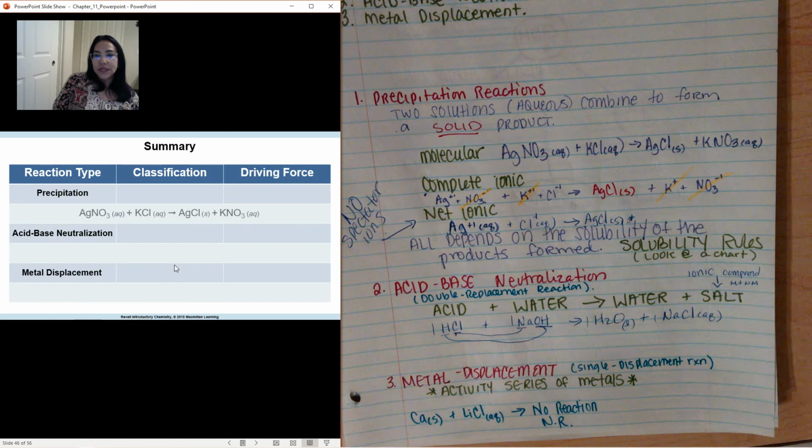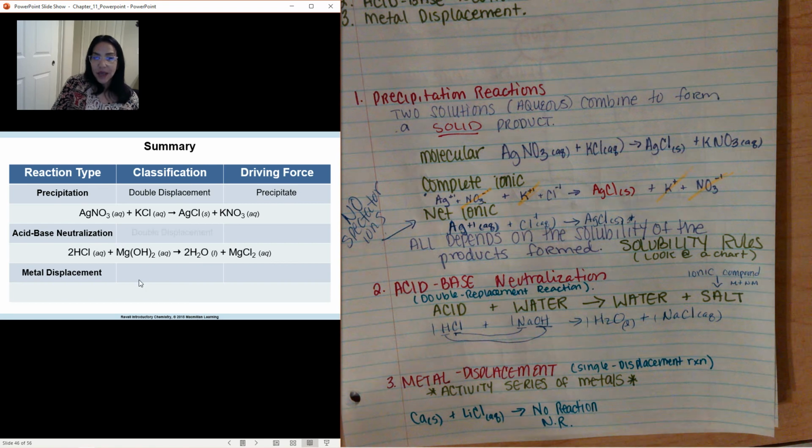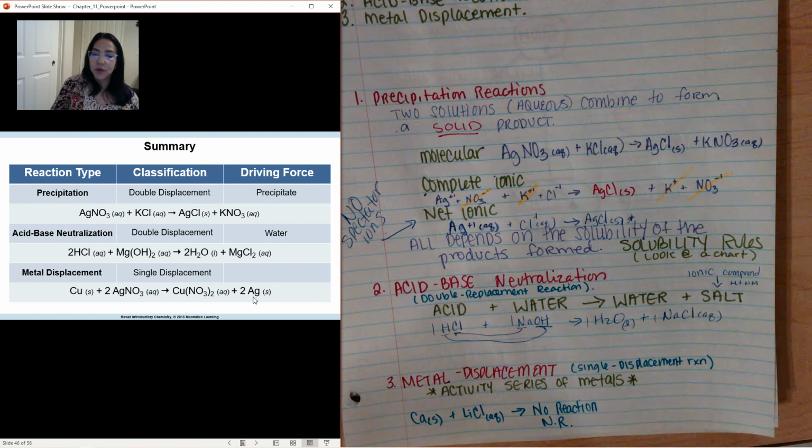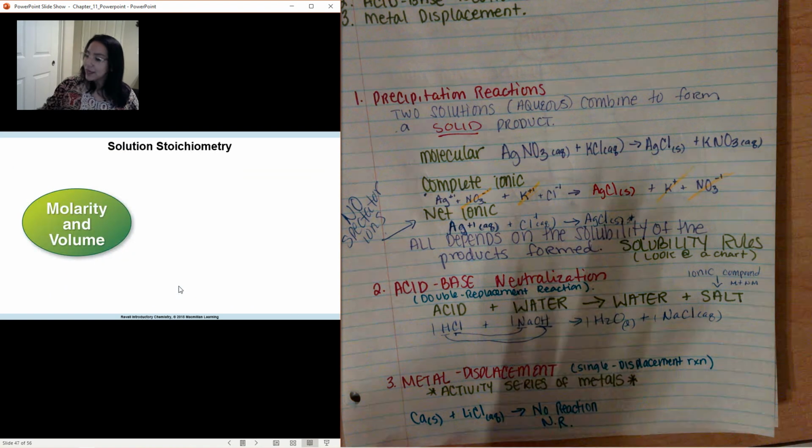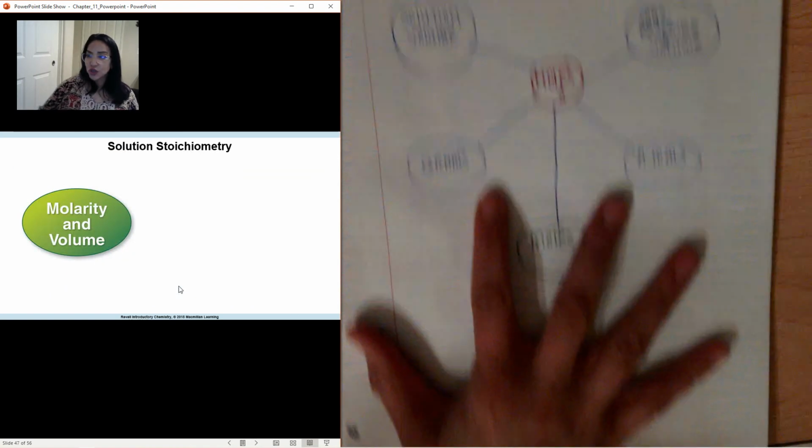All right. So in summary, precipitation reactions are double displacement reactions, and they give a precipitate. That's how we know we have a precipitation type of reaction. Acid-base neutralization reactions are going to give water and a salt, and a metal displacement reaction is a single displacement reaction, and it's going to basically just give you a metal by itself and a compound, as you can see right here. But you're going to have to look at the activity series to make sure that it can be replaced.